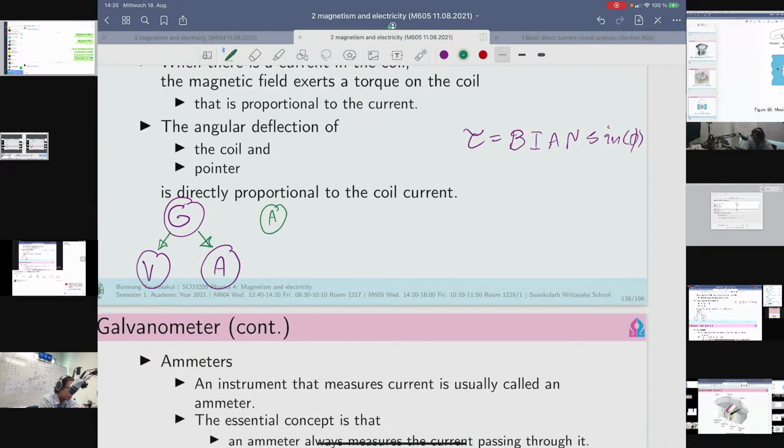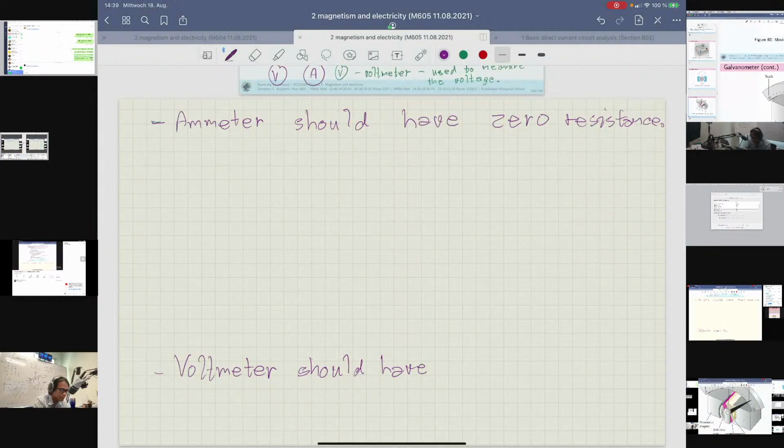Unlike the ammeter, the voltmeter should have, we prefer, infinite resistance, an infinity value of resistance.